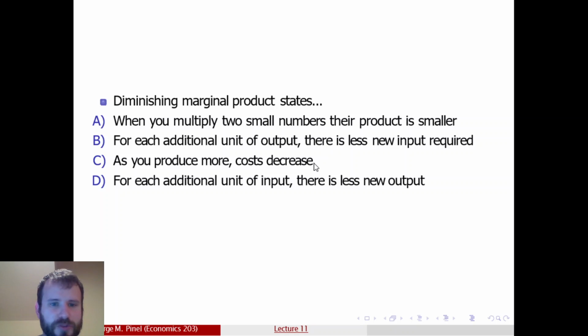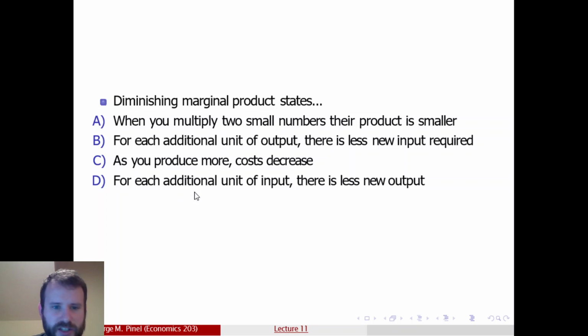Okay, as you produce more, costs decrease. This is consistent with increasing returns to scale. Okay, but it's not diminishing marginal product. It's a positive thing. Diminishing marginal product is pretty much a negative thing. And D, for each additional unit of input, there's less new output. And that's really the answer.